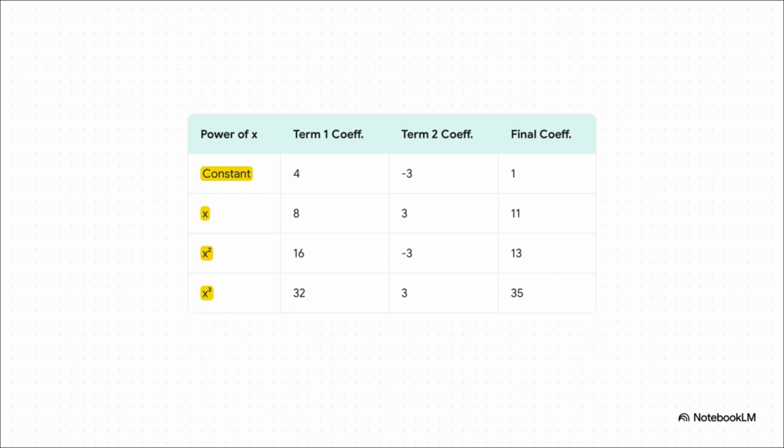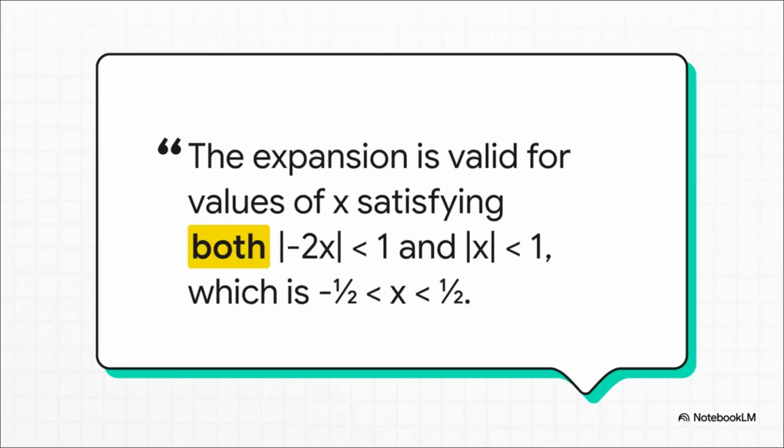This table makes it really clear. We just line up the coefficients for the constants, the x terms, the x squared terms, and so on, and then we just add them together. That gives us our final coefficients. Simple as that.